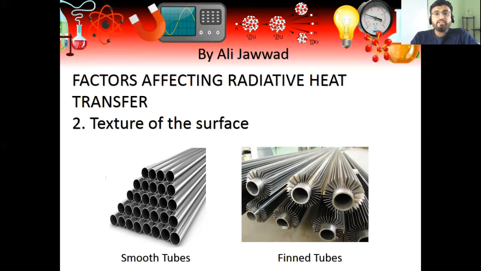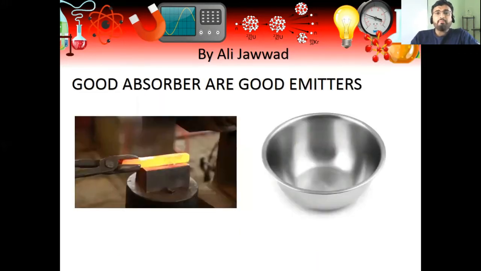Those objects which are good absorbers may emit the light in the form of heat or infrared radiation later on. For example, in the case of this iron bar, iron has absorbed too much heat and now it is emitting and it is glowing. So this is proof that good absorbers are good emitters, and they absorb the amount of light and later on emit it.